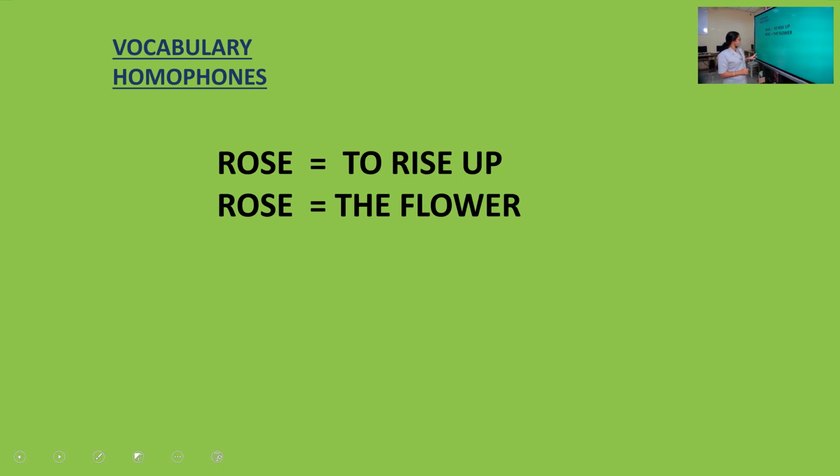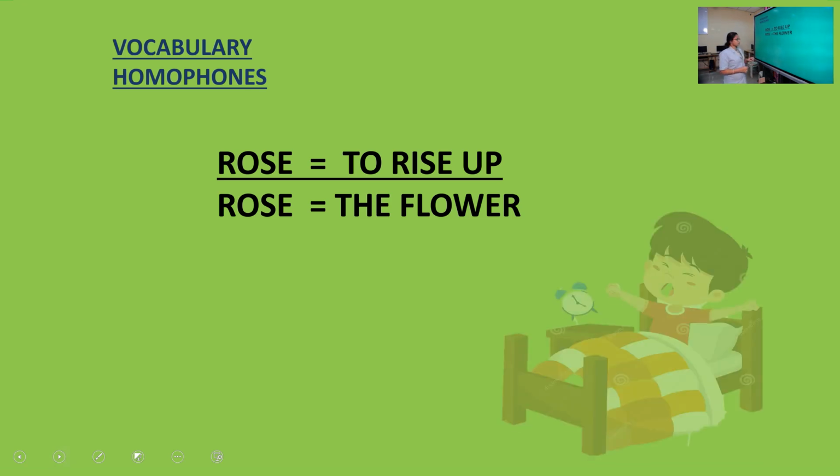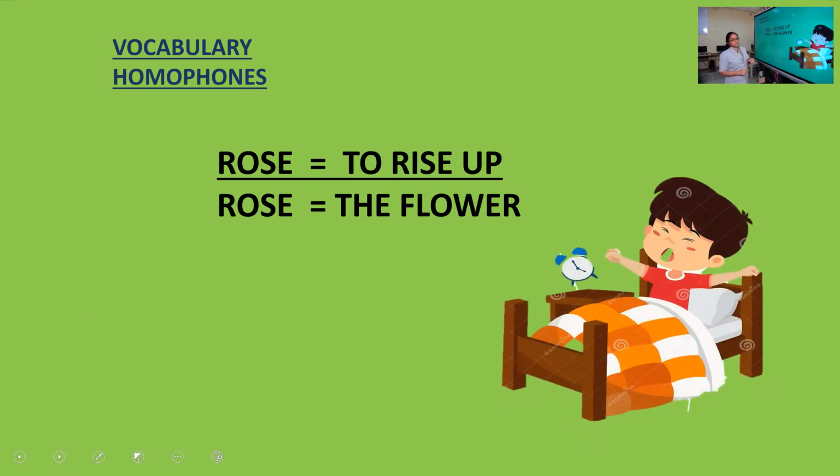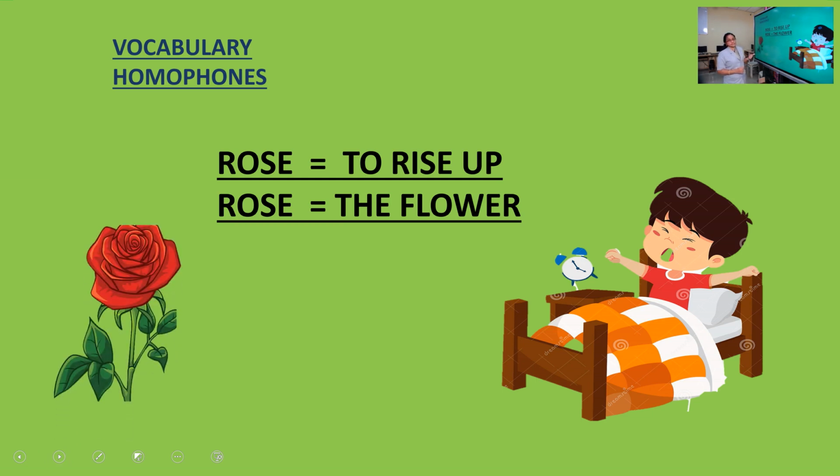Okay, now look here, you have an example. The word R-O-S-E, this example is there in your textbook itself. Rose means to rise up. You rise up early from bed. You have the picture here, a boy trying to rise up. So rose, R-O-S-E, means to rise up. Again, you have another word, R-O-S-E, which you are all familiar with, the flower which you have in your garden, isn't it? Yes, you have the picture here.